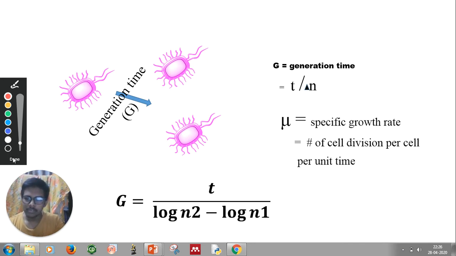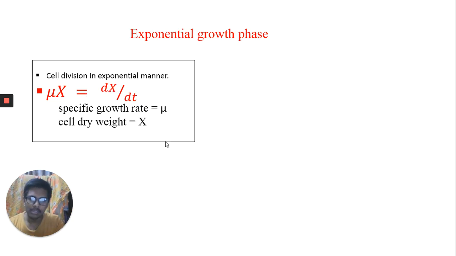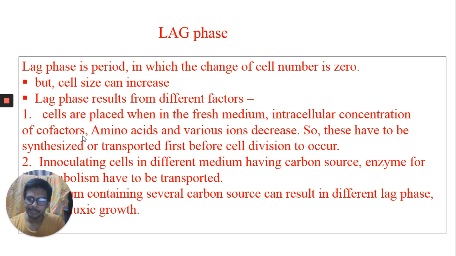Now, next we will discuss the exponential growth phase, where cell division happens in an exponential manner. The specific growth rate is mu, with cell dry weight x. So mu x, the growth kinetics, is equal to dx by dt. dx by dt is how much the bacterial cell number has increased in that time, mu is the specific growth rate, and x is the cell dry weight. Cell dry weight means the weight we get after drying the bacterial cells.